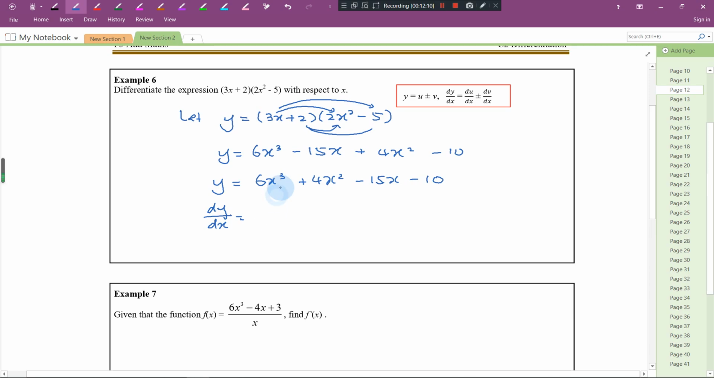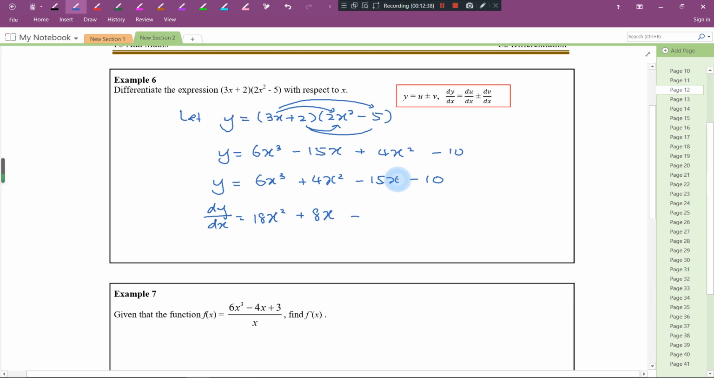Okay, let me show you here. First, 3 bring down times the 6. You will get 18. Copy the x. And the power here always minus 1. 3 minus 1, you will get 2. Okay, here do the same thing. Plus 2 times 4, you will get 8. Copy the x. Power minus 1. 2 minus 1, you actually get 1. 1, you don't have to write.